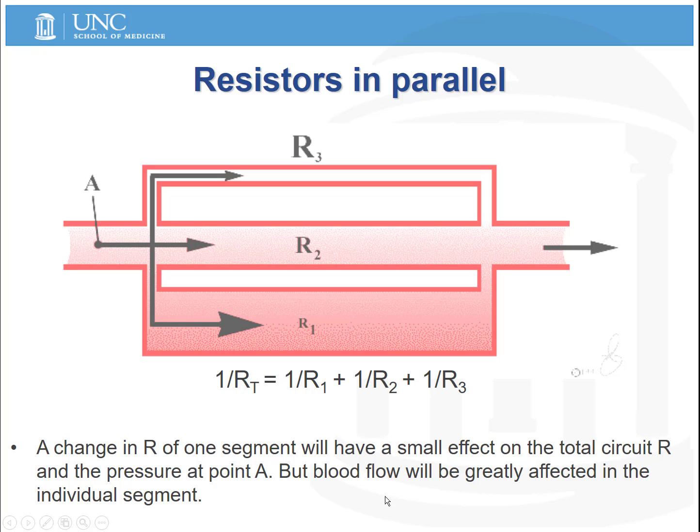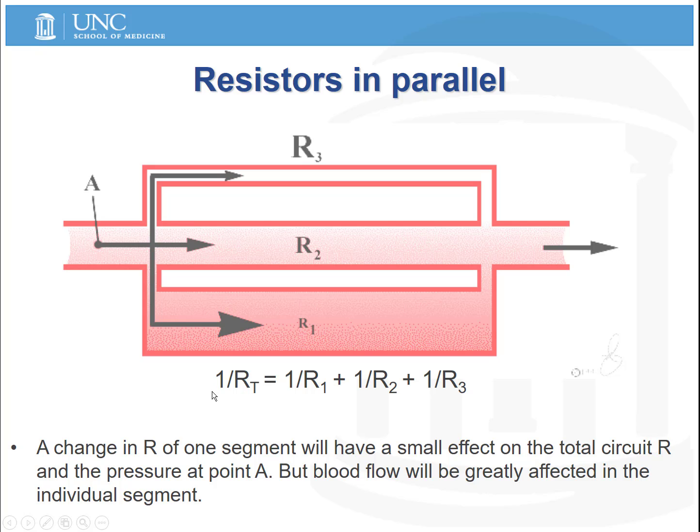There are also resistors in parallel in the cardiovascular system, and blood vessels in parallel are arranged in branches like this. So here, the reciprocal of the total resistance is equal to the sum of the reciprocal of the resistances of each individual segment. In this case, the total resistance is less than the resistance of each individual segment.